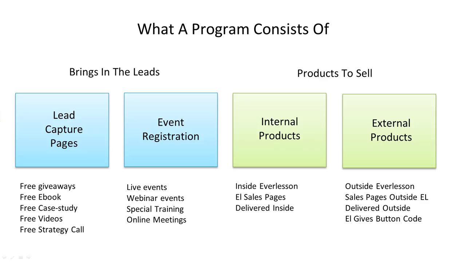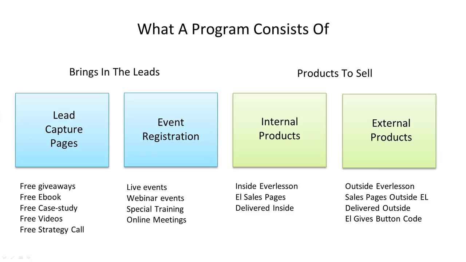So if we look here, these two boxes in the blue, you are able to use any kind of page you can think of, not just Everlesson sales pages, but all those external page builders. If you want to use ClickFunnels or Convertri or Profit Builder, you can do that. If you want to use WordPress, if you have HTML, you're able to do all of those things. Okay, so it's virtually limitless what you can do as far as bringing in the leads. And then over here, as far as the products to sell, we're in the same situation. You can use our sales pages, or you can use all those external page builders, WordPress, HTML, and everything else. Okay? So that's what the program consists of.